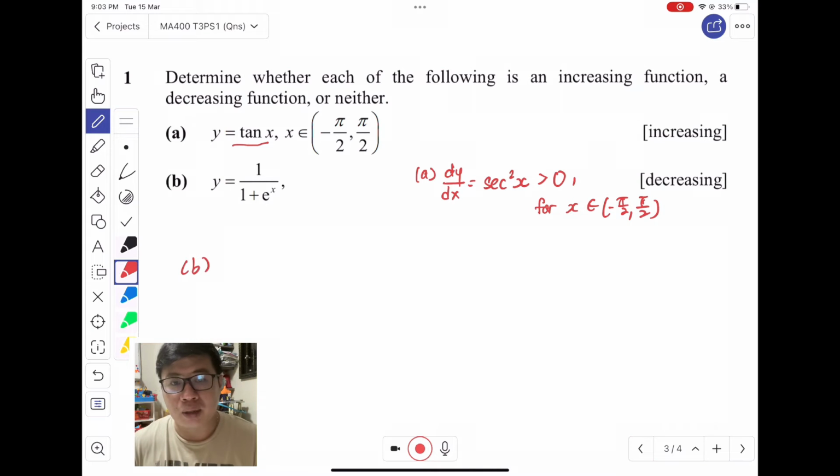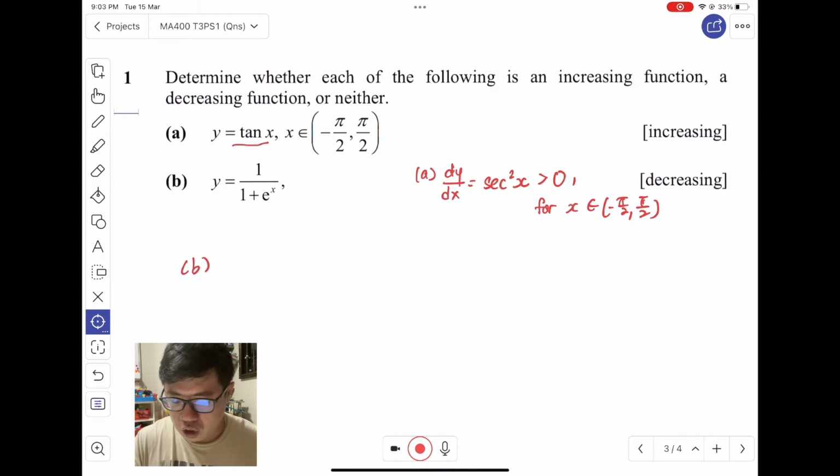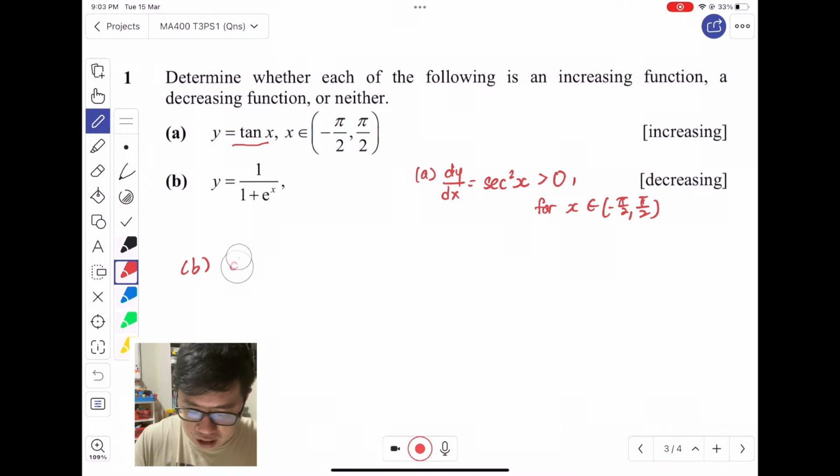So let's look at B. So if you look at B, then this is y equals 1 over 1 plus e power x. And the next thing we want to do is also to check the dy/dx. So first of all, let's find the dy/dx. Let me write this in index form, so it's easier for me to differentiate.